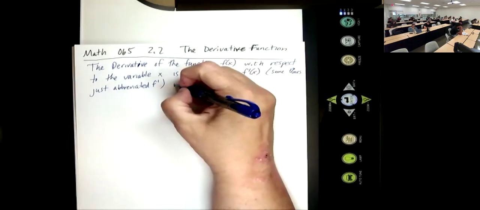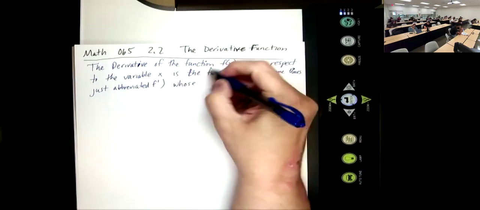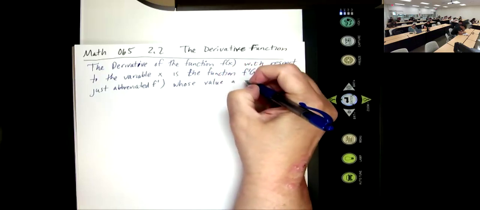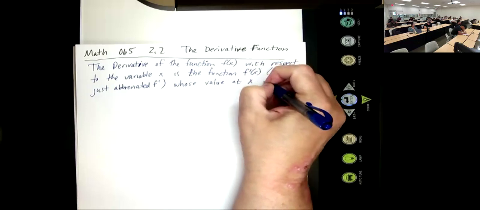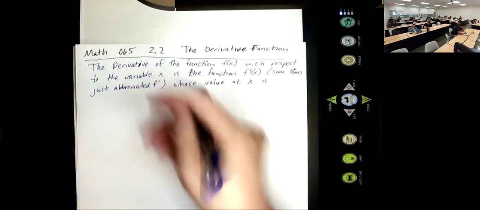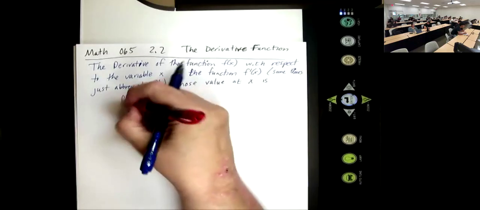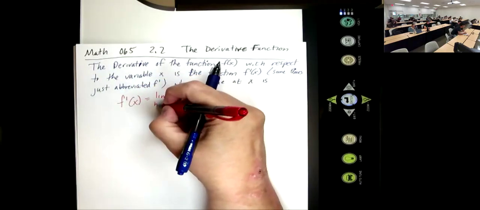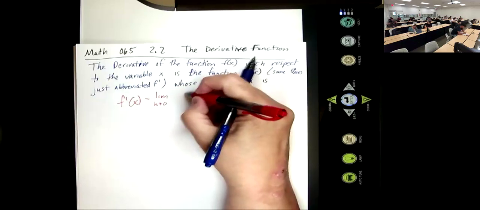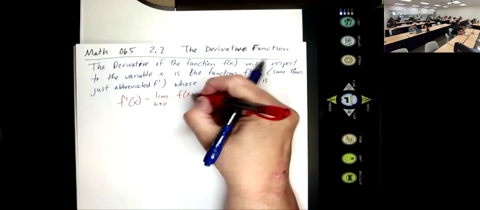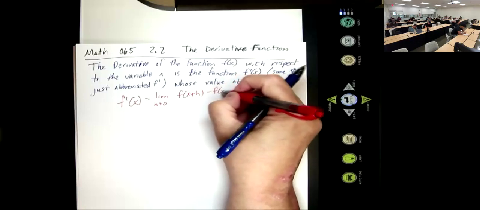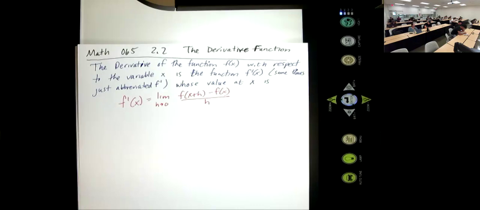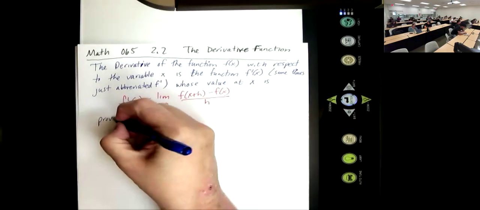Whose value at x is f prime of x equals the limit as h goes to 0 of f of x plus h minus f of x over h. Again, provided that the limit exists.